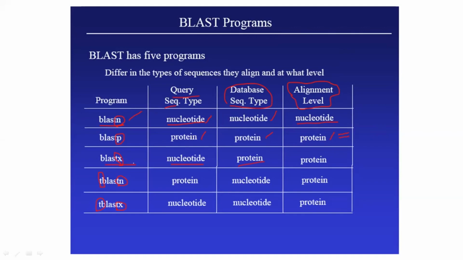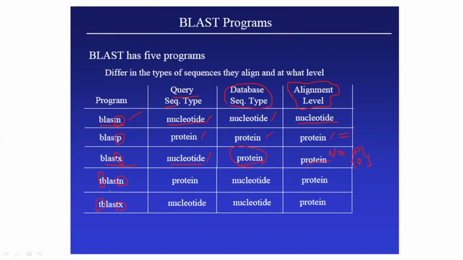But in case of BLASTX, you can see the query is nucleotide and the database searched is protein. So here alignment is done with the protein sequence. The input nucleotide sequence is translated to a protein or amino acid sequence, and the database sequences are considered protein sequences only, and these are aligned. So this translation is defined with BLASTX, nucleotide to protein.